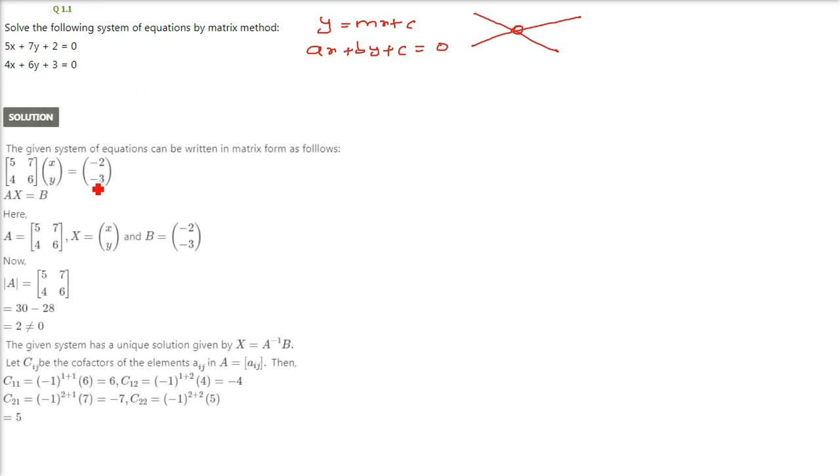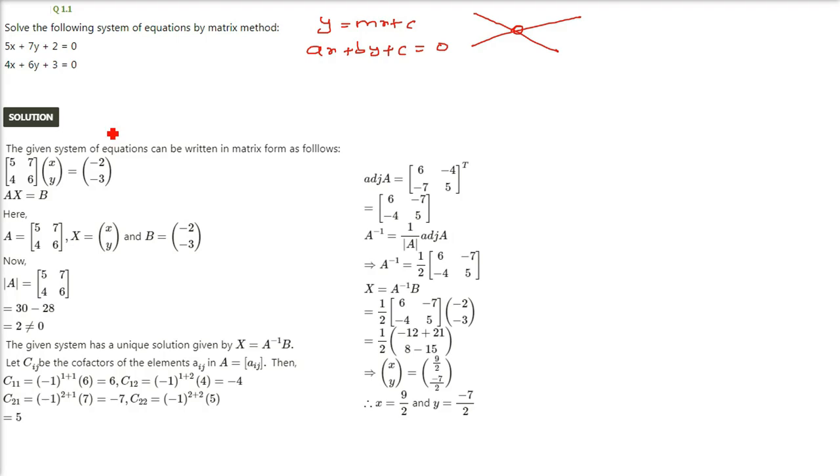So how do we use the matrix for that? The way is, this matrix has to be formed. How to form this matrix using these system of equations? So step by step we will know how to solve this question. So first is how to write this equation first. The equation form is 5x plus 7y equals negative 2. I am taking 2 on the right hand side. So constant has to be taken on the right hand side. Similarly, 4x plus 6y will be equal to negative 3.